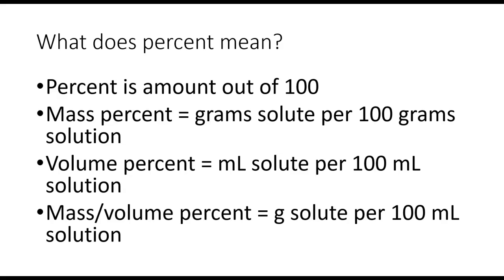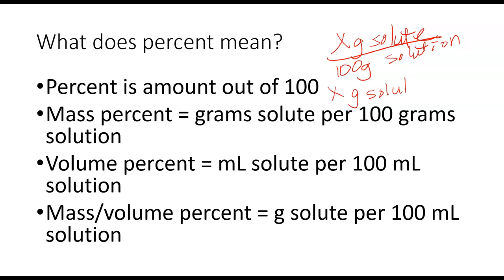So this is important for creating conversion factors. Because if I know X grams solute over 100 grams solution, I can write that as an equivalent. So I have for every X grams of solute equals 100 grams of solution. That allows me to write two different conversion factors based on this equivalence. So we'll take a look at how that works in a conversion factor with mass percent.